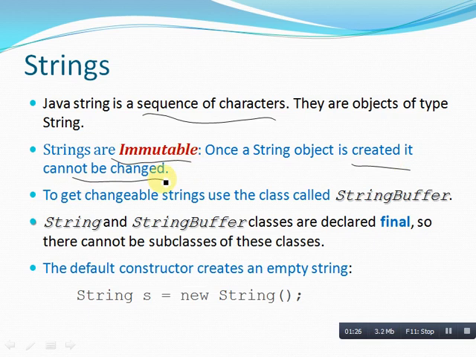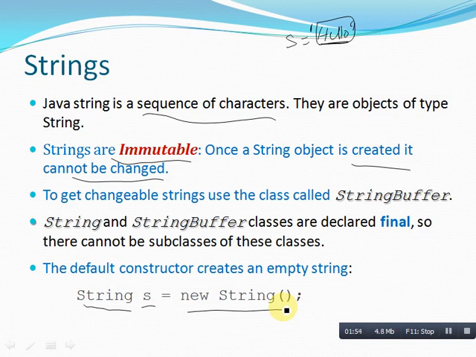For example, you create a string s. The value of the s is, let's say, hello. So you have created a string s, hello, the value. Now once it is created, you cannot change the contents of the string, and this is the case with the String class of which you create the string objects and you assign the value to it.